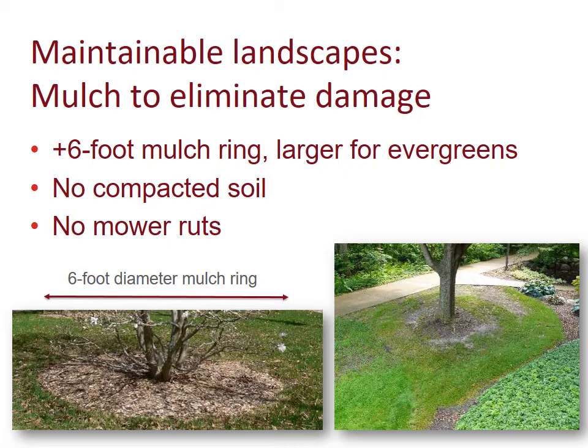We recommend 6-foot mulch rings and larger for evergreens because, of course, their branches are down closer to the ground and they reach out further beyond their trunk size. The mulch helps to eliminate compacted soil around trees, which improves the water percolation for those surface roots, and it will eliminate mower ruts from circling that tree round and round with your mower.